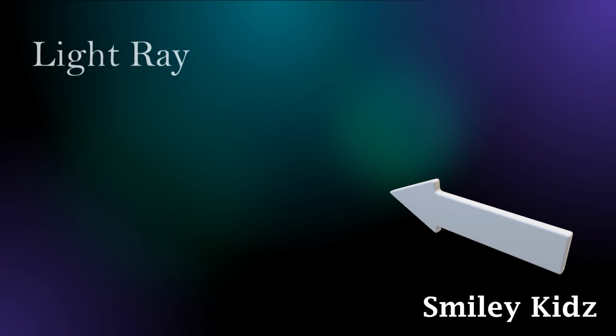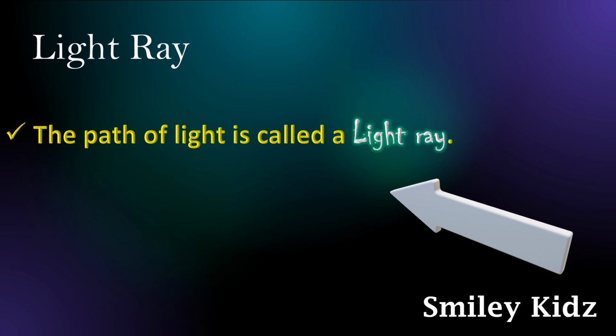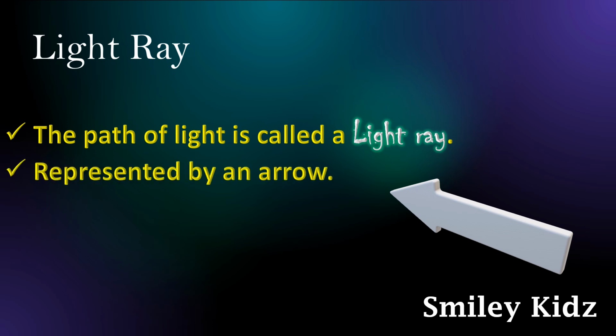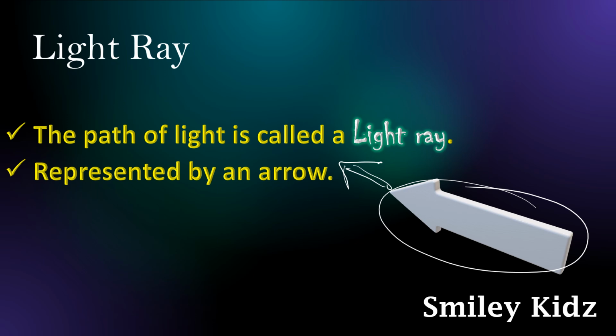What is a light ray? The path of the light is called a light ray, which is generally represented by an arrow, and this arrow gives the direction in which the light propagates. As shown here, this means that the light is propagating in this direction.